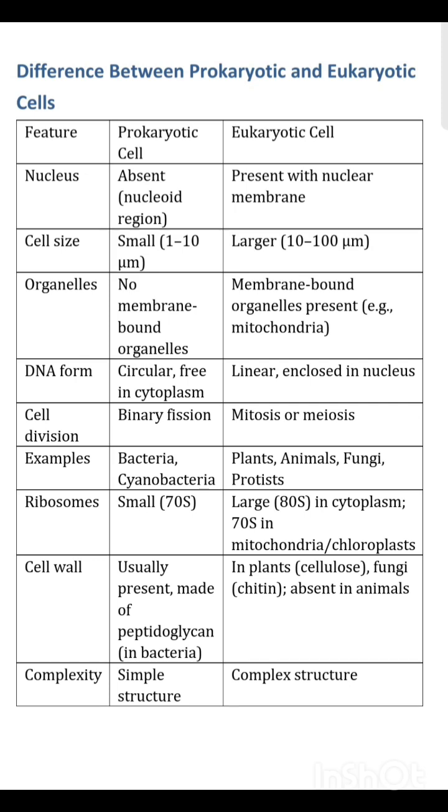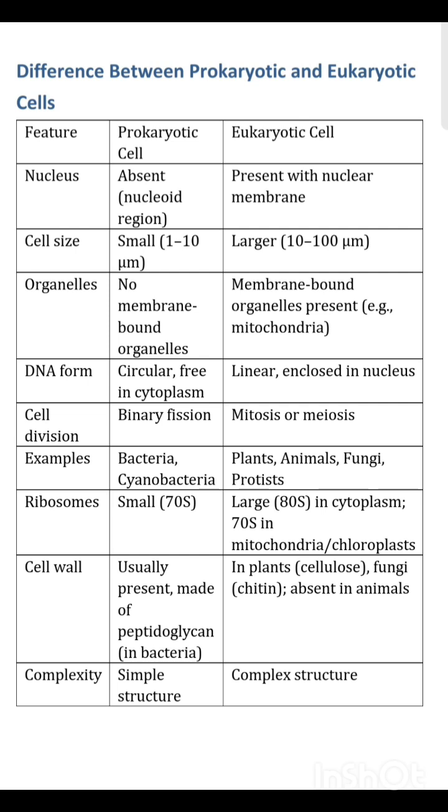sperm and egg cells. Moving on to examples, we have for prokaryotic cell bacteria and cyanobacteria, which are tiny single cell organisms, whereas in case of eukaryotic cell, it is found in plants, animals, fungi and protists, which includes all the large and complex organisms.